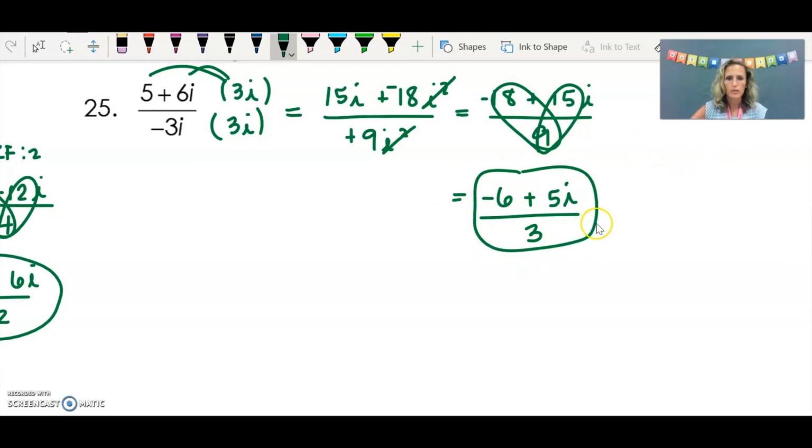And that's how you rationalize the denominator with complex rational expressions. Now you're ready to start multiplying and dividing with complex numbers. Good luck!